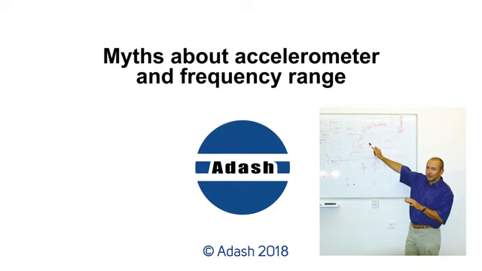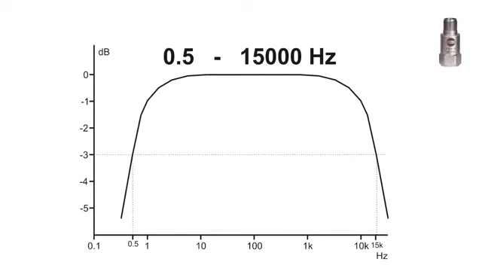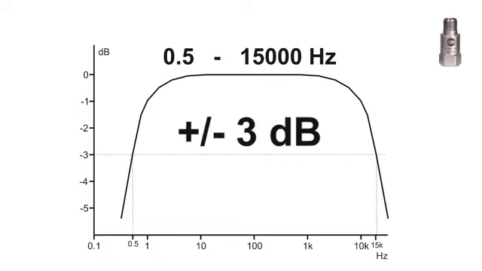In this one we will talk about the frequency range of accelerometers and about usual mistakes in understanding of that. This is a most common accelerometer with 100 mV per G sensitivity. The frequency range declared by the producer is from half Hz to 15 kHz with plus-minus 3 dB bias.